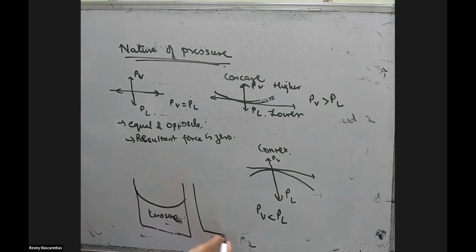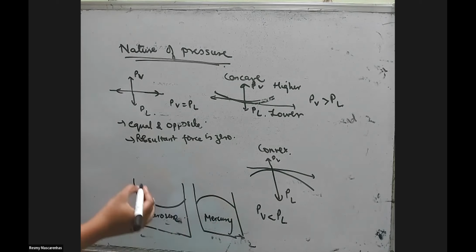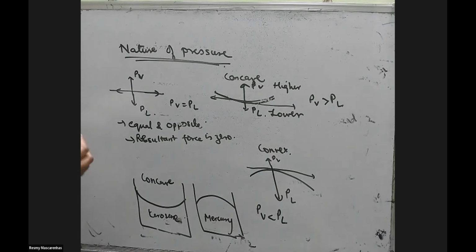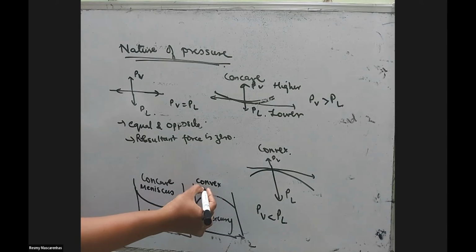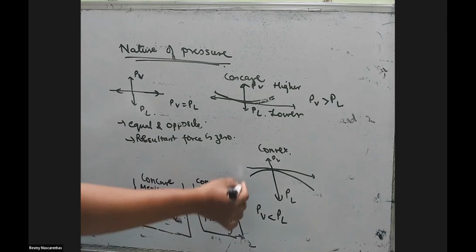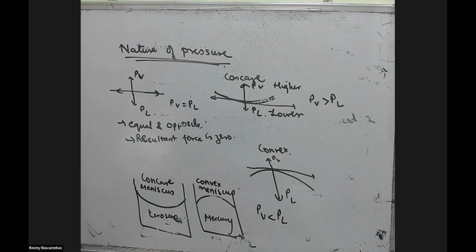If you put mercury, different liquids can form different shapes. Mercury forms like this. This is concave. Whatever shape it is forming, there's a word you will come across, also called meniscus. Meniscus means shape: this is a concave shape, and this is a convex shape. Mercury forms like this due to surface tension.